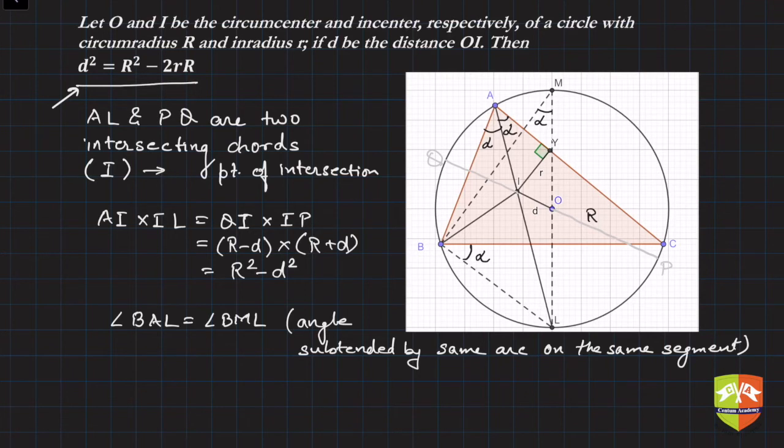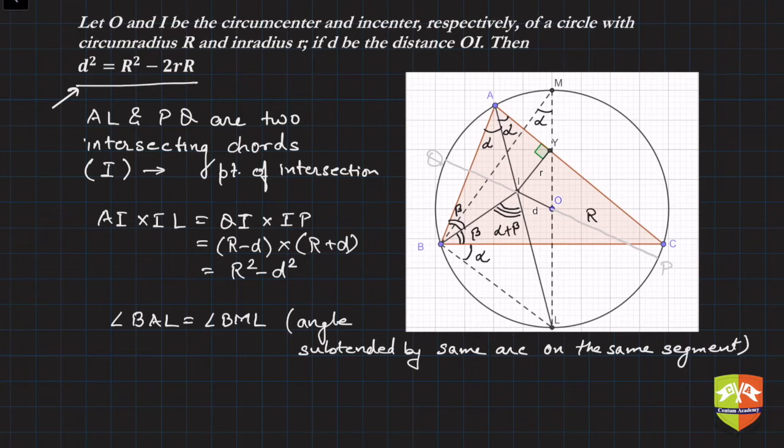Similarly, IB is the angle bisector. So if this is beta, this is beta, correct? So this is clear to everyone. The angles, and which angles are equal, is very evident over here. Now, by the external angle theorem, what do we learn? This angle, guys, is alpha plus beta.